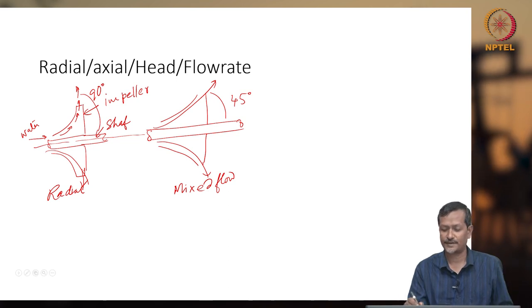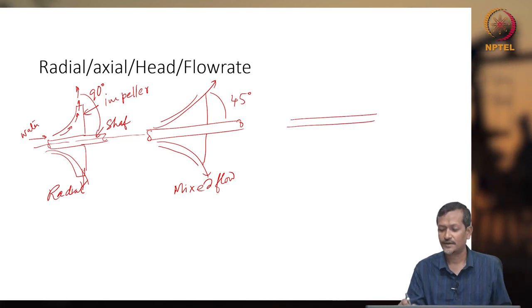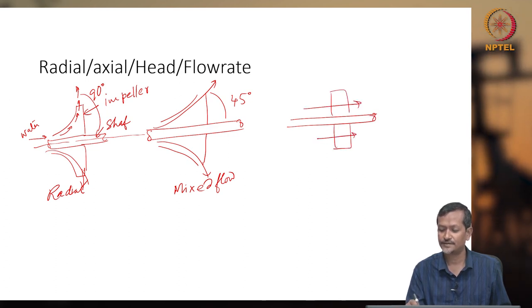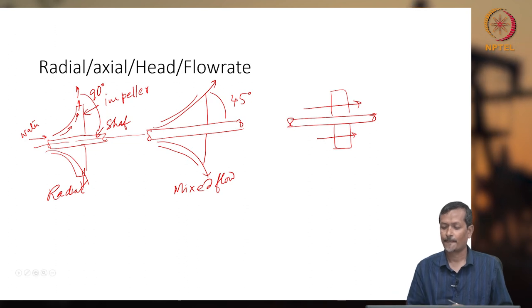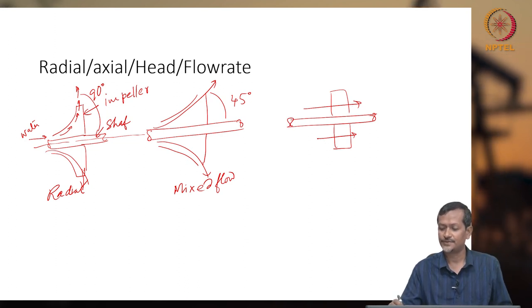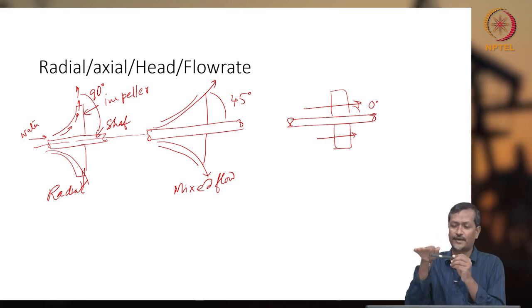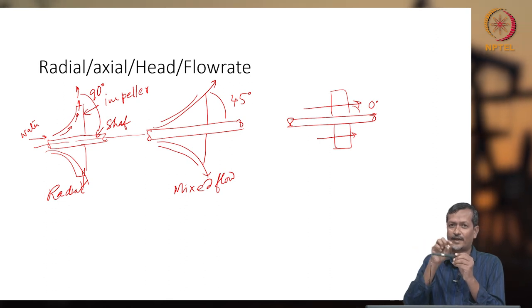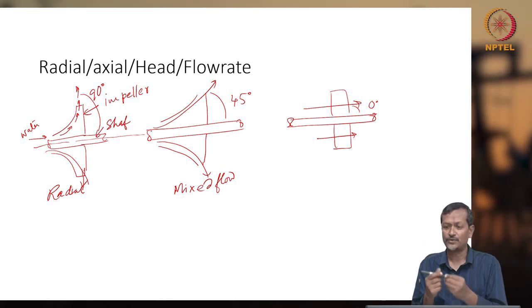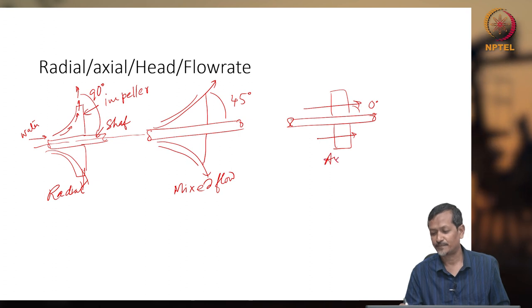Later, I will discuss in detail. And another is called axial flow impeller. So, impeller is like this and fluid is entering like this. So, this is 0 degrees. Fluid enters parallel to the shaft, so the angle between fluid and shaft becomes 0. This is called axial flow pump.